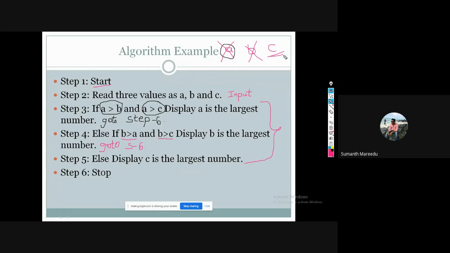So this is the way we think logically to identify the largest of the three numbers. Yes, you can write down an algorithm for finding the largest of 4 numbers, or you can write an algorithm for finding the smallest of 3 numbers.